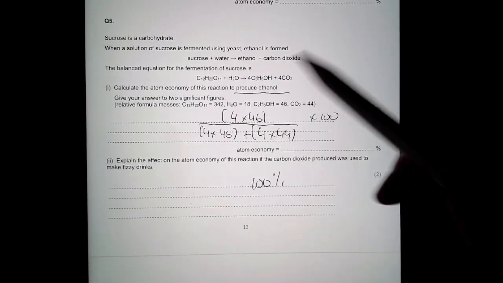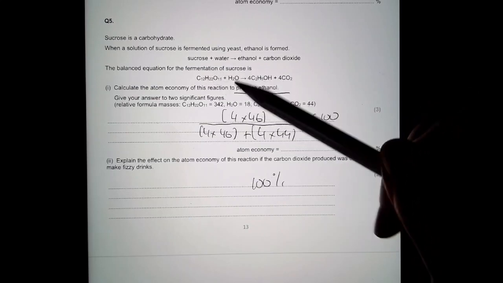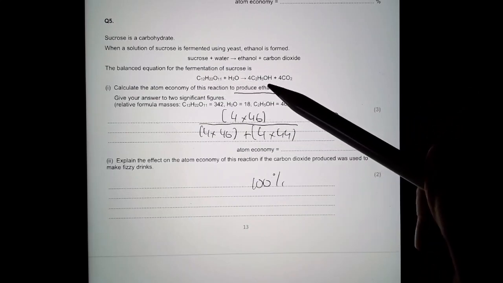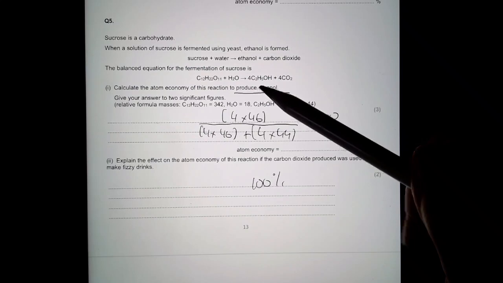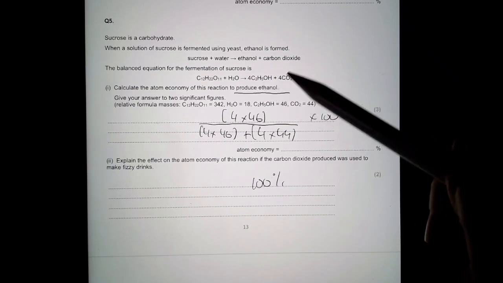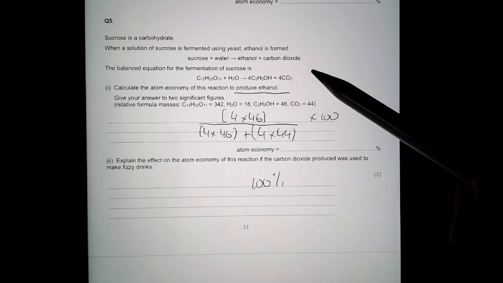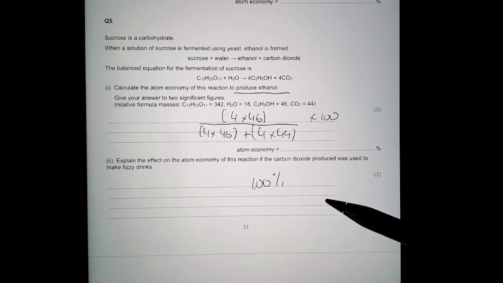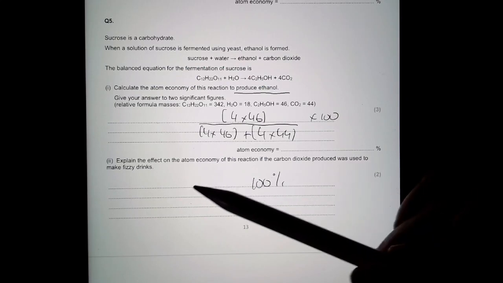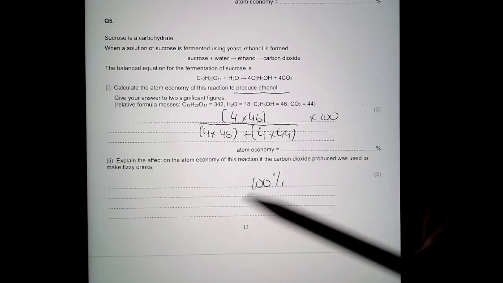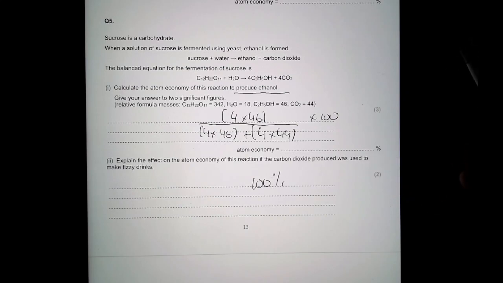Every single atom that you start off with in your reactants goes towards a useful product. Ethanol is what you're actually trying to make, but by finding a use for the waste product, nothing gets wasted and your atom economy goes to 100%. So explain the effects if the carbon dioxide produced was used to make fizzy drinks. You can say there are now no waste products, therefore atom economy is 100%. No atoms are wasted in this reaction.